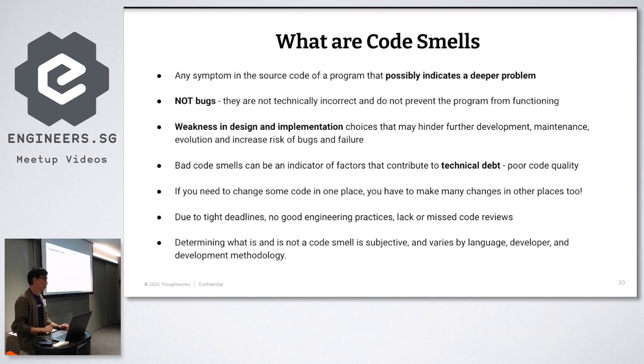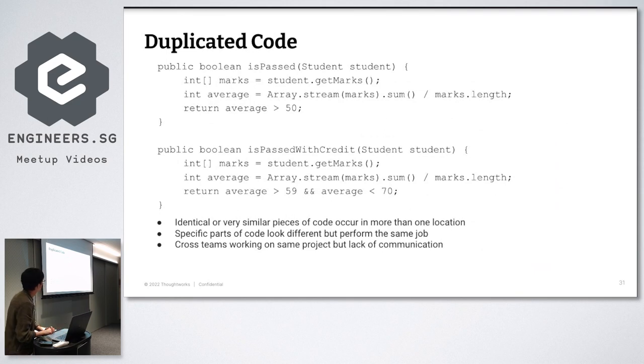So let's start with the first smell, duplicated code. Duplicated code is identical or very similar pieces of code in more than one place. In the above example, we have two methods, one called isPass and another called passWithCredit. What do they do? We get the sum of marks from the student, then calculate the average and check it. They are exactly identical, with only one line different. So this is a sign of duplication.